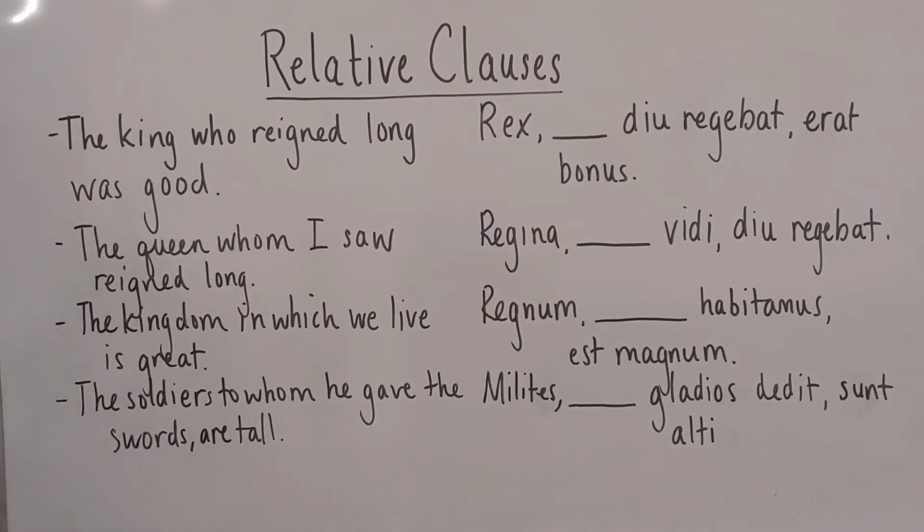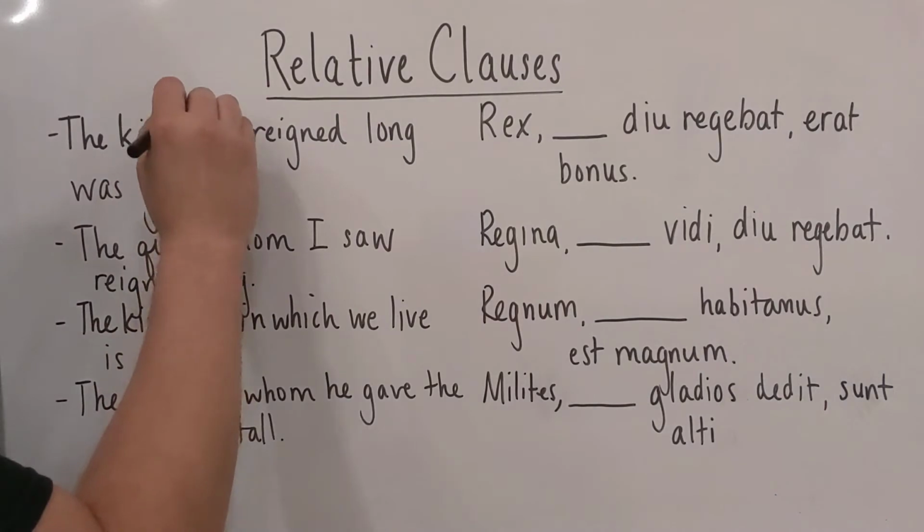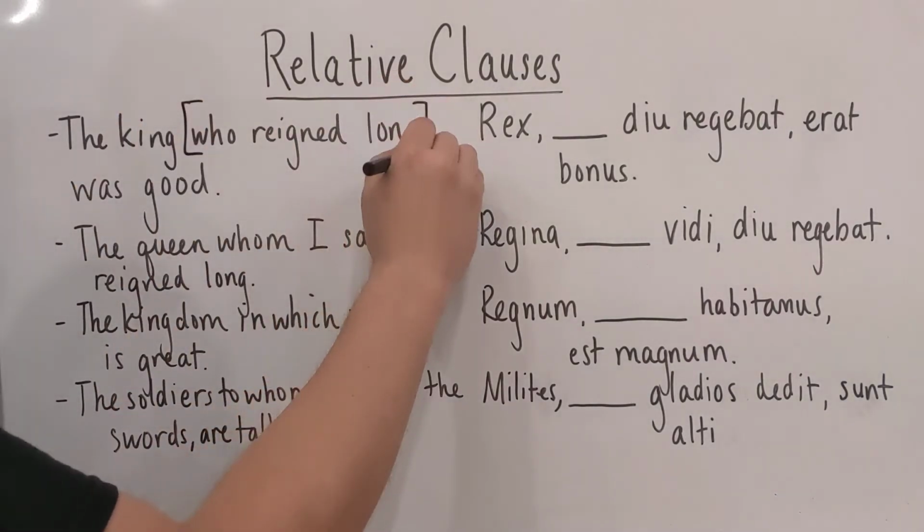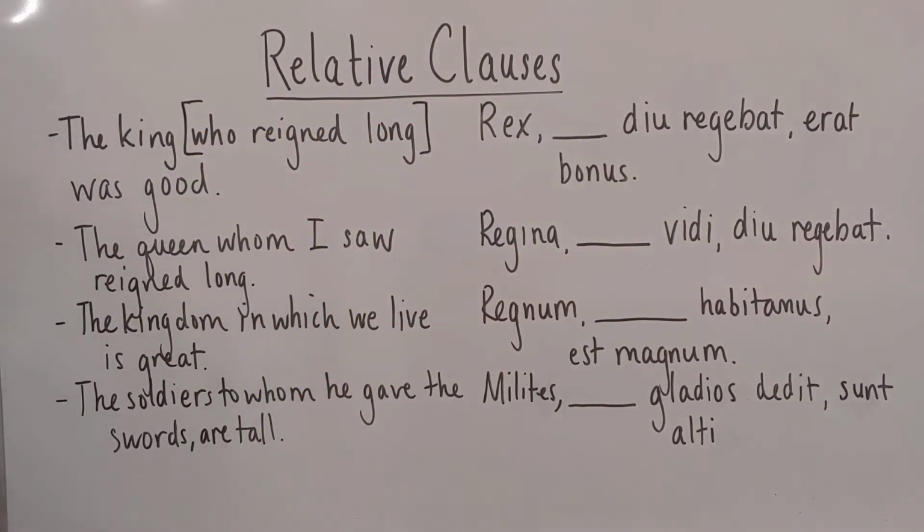The king who reigned long was good. The relative clause is who reigned long, and it is introduced by the relative pronoun who. I like to put parentheses or bracket the relative clause. The king who reigned long was good.